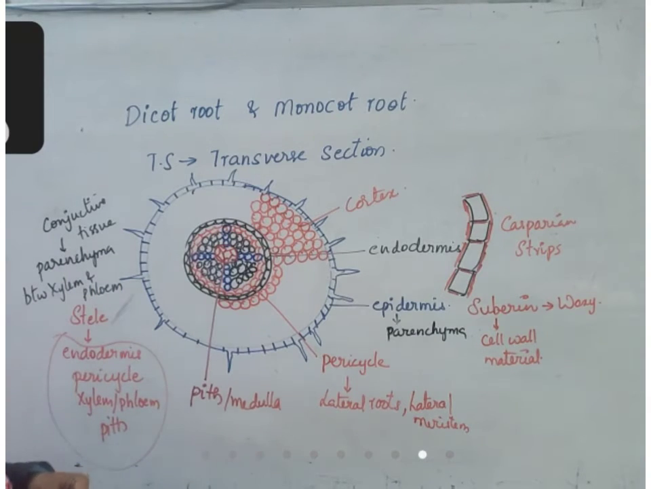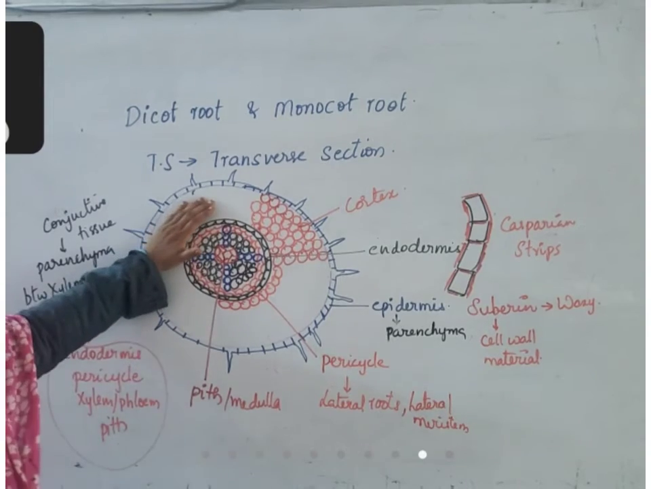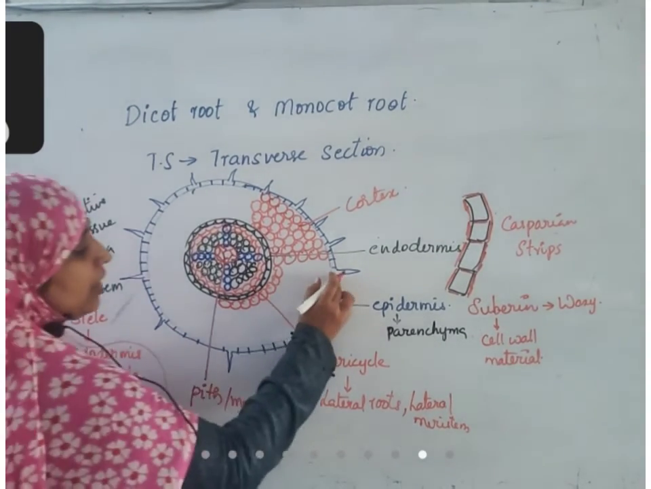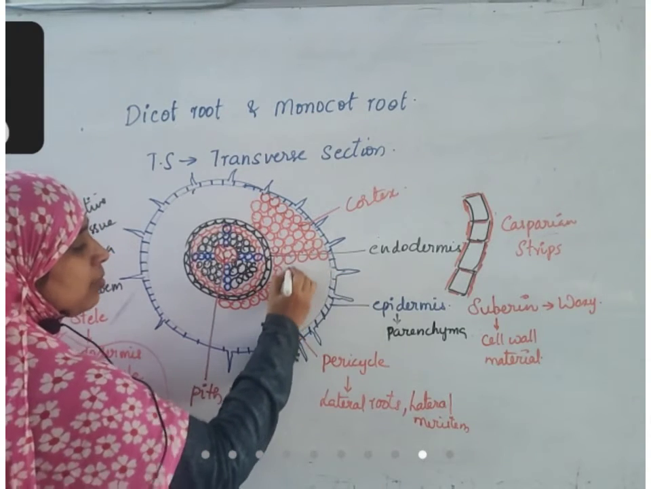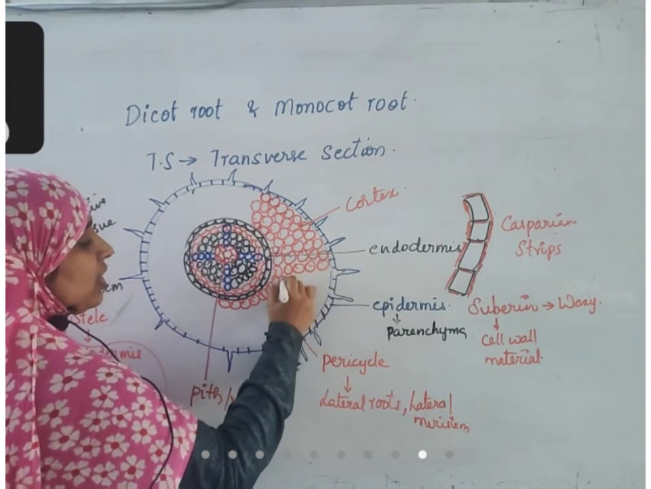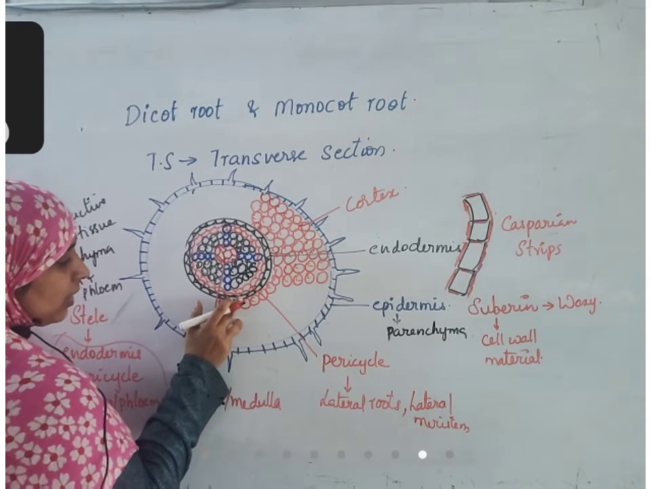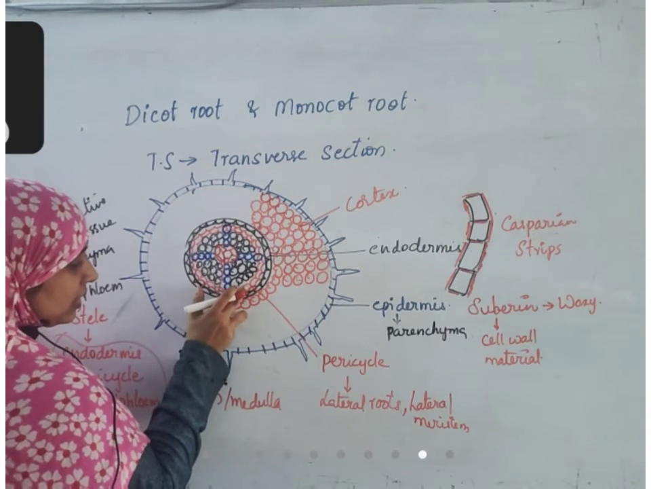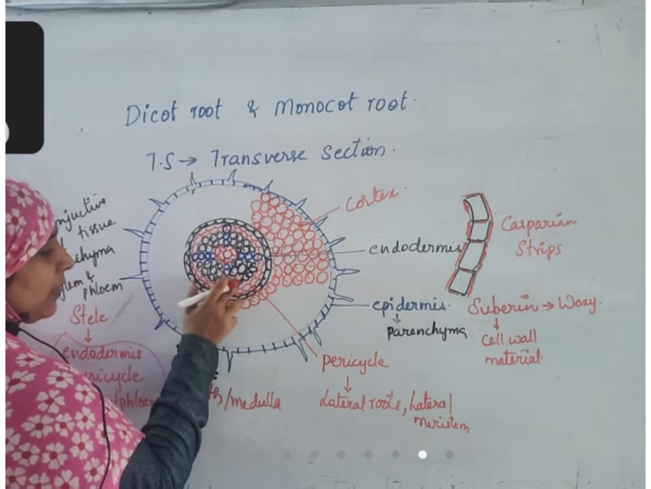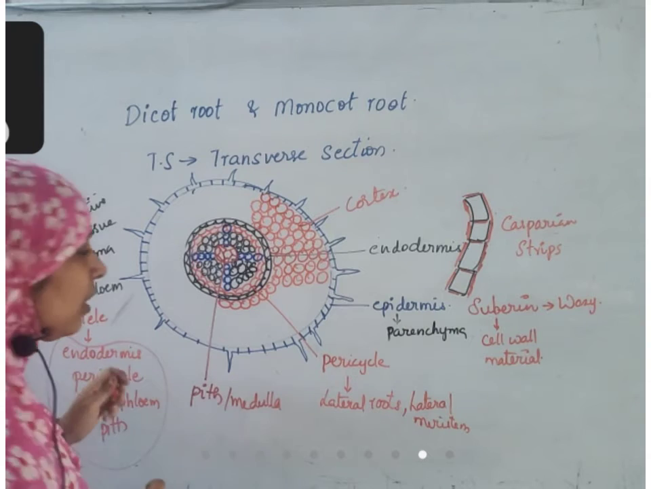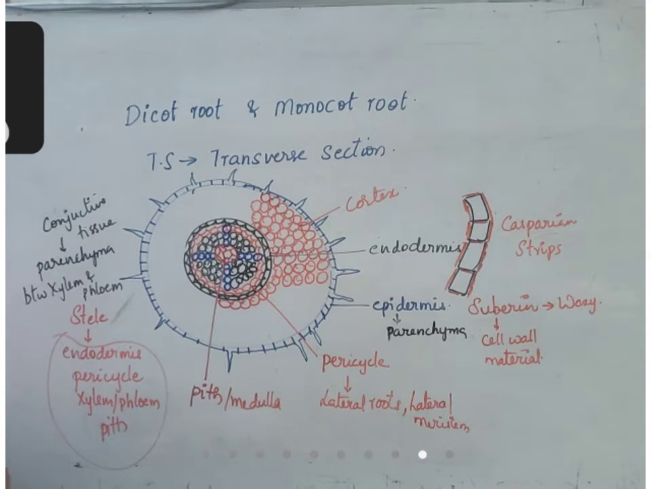Okay. So what are the layers of TS of stem? You observe keenly. First one is epidermis. Epidermis has some root hair. Next one is cortex. After cortex, endodermis. After endodermis, pericycle. After pericycle, xylem and phloem. Then pith. Okay. So, if you write all the layers in sequence, I'll write it here.